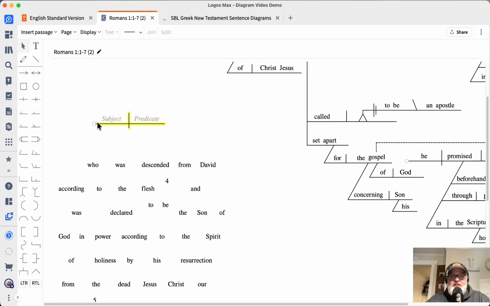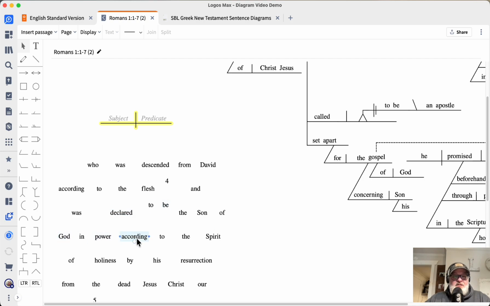And then we have this other relative phrase here that we're going to go ahead and take care of. And when we do this relative phrase here, we're going to stop there, and we're going to come back and finish the rest of the diagram in another video. So let's read it a little bit.